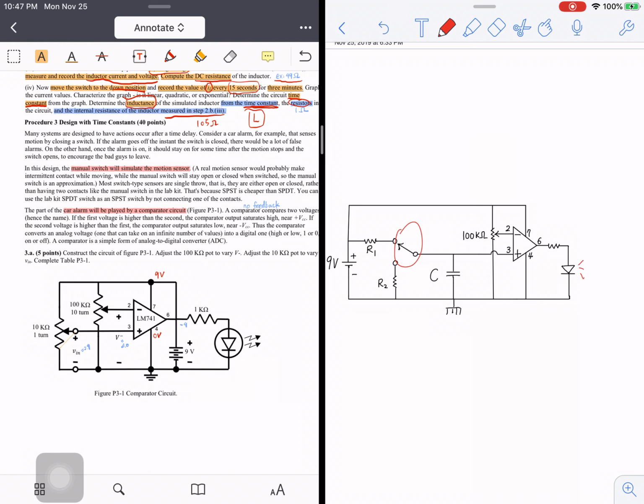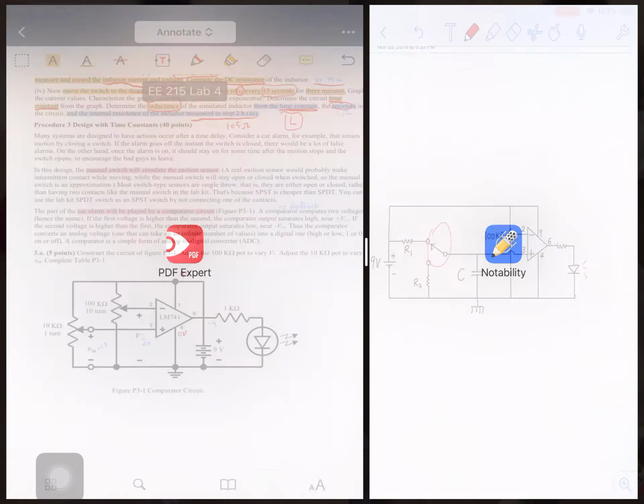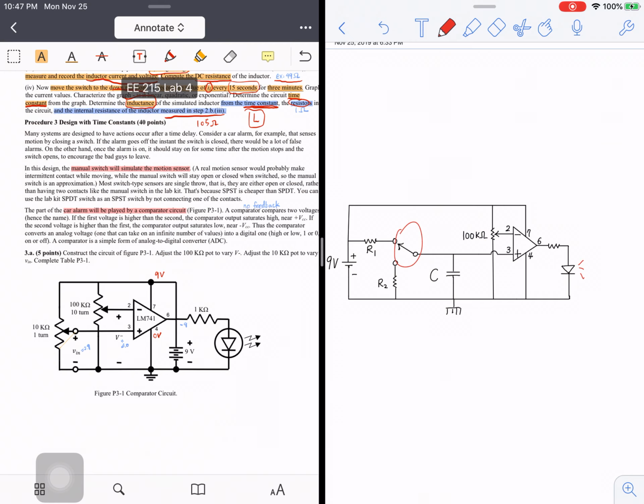So which means that if the sensor switches to a specific position, after a few seconds, the LED will turn on. And then if the switch turns to another position, then this LED will turn off after a few seconds. So this is the rough idea of this circuit. And then you have to build this circuit. So let us move on to the first part.